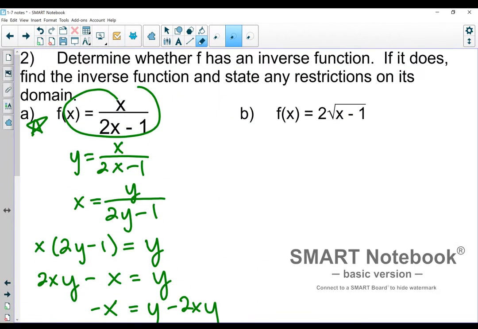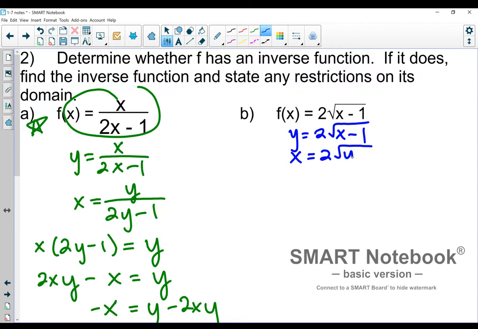All right, on the second one, I'm going to follow the same steps. First, I'm going to put a y in for f of x. So y equals 2 times the square root of x minus 1. And then I'm going to switch my x and y around. And then we have to work on solving y. So I need to get inside that square root. So I'm going to start out by dividing by 2.